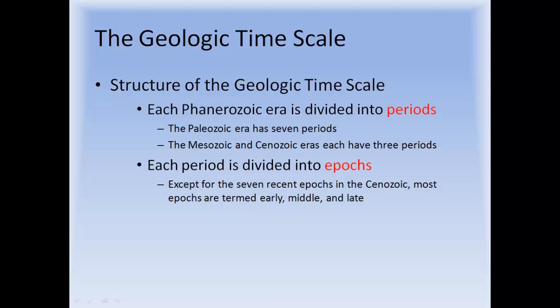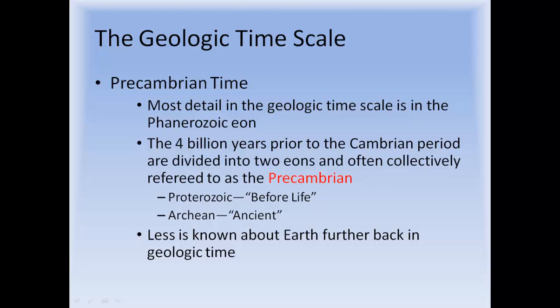The Paleozoic era has 7 periods. The Mesozoic and Cenozoic each have 3. Each period is divided into epochs. Except for the 7 recent epochs in the Cenozoic, most epochs are termed early, middle, and late. In Precambrian time, there is much less detail on geologic timescales than in the Phanerozoic eon.